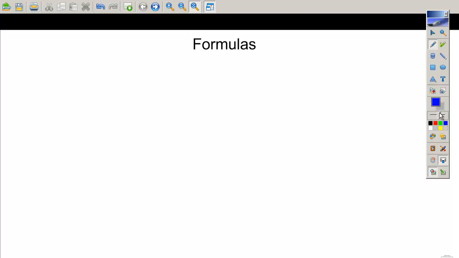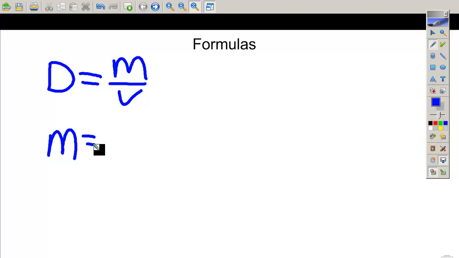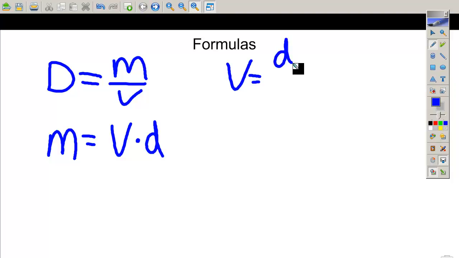One of the formulas we talked about was for density, and we said that density is equal to mass divided by volume. The next one, let's say we have the mass that we're trying to find, and we know the value for volume and density. So mass is equal to volume times density. Finally, what if we need to find volume? Volume is equal to the density divided by the mass.